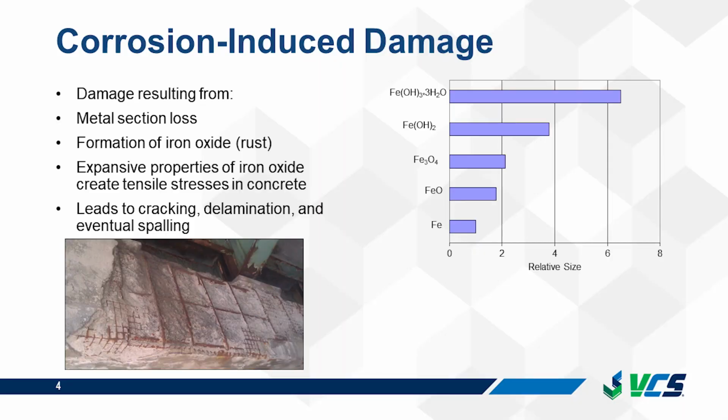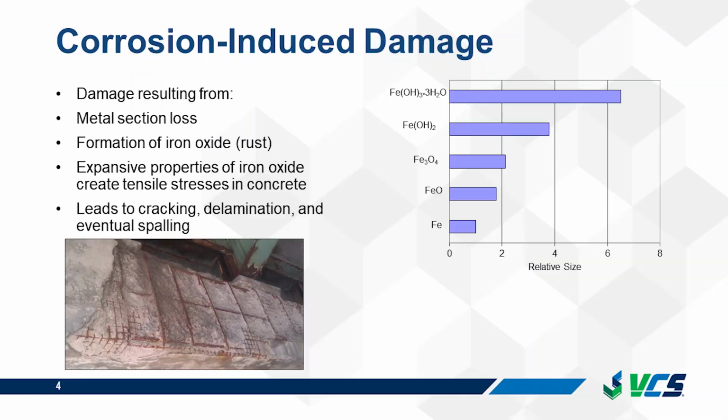Corrosion causes a lot of damage to the concrete itself because corrosion products occupy up to 7 times the volume of the original iron metal. So when corrosion starts, corrosion products build up on the rebar surface. They create tensile stresses inside the concrete. These tensile stresses cause cracking. Cracks form over time, become delaminations, and delaminations spall. And this is the typical progression of corrosion.